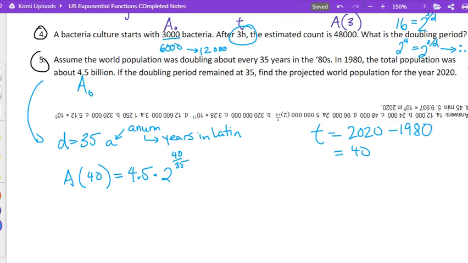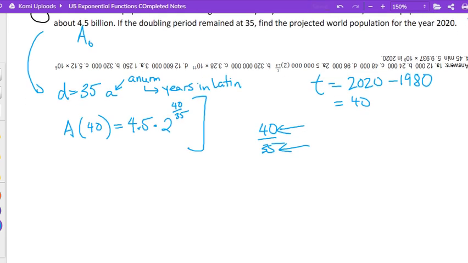Will the population have doubled by that time? Just looking at the equation, will it have doubled? How do you know that? The exponent is greater than 1. 40 over 35. Every 35 years, the world population doubles. How many years elapsed? 40. So it doubled and then some. Okay? All right. This is all in your notes. I made a video, so you can watch it if you need to. Did I make a video? Yeah, I did.